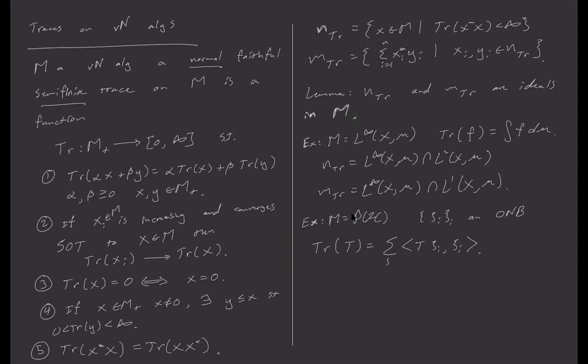And down here in the B of H example, we also have N sub TR. This is usually called something else: the space of Hilbert-Schmidt operators. And you have M sub TR, which is the trace class operators.